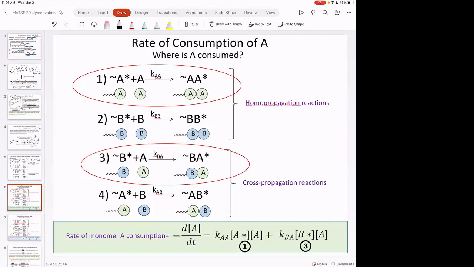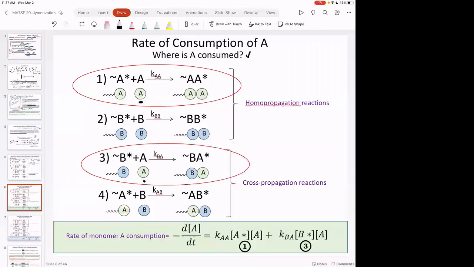Okay, where is A consumed? This is not A star, this is monomer A. So you're going to have to be really on top of, are we talking about the active center, which will be denoted with the star, or are we talking about the monomers? So consumption of A, we consume monomer in reaction 1 and reaction 3. That's it. Otherwise, we're consuming B monomer.